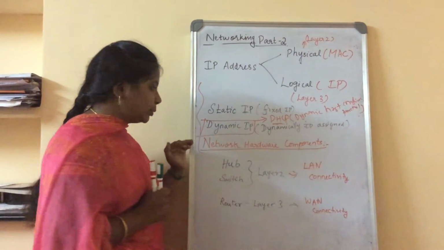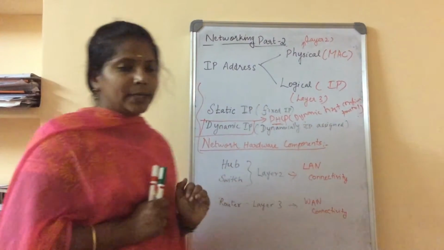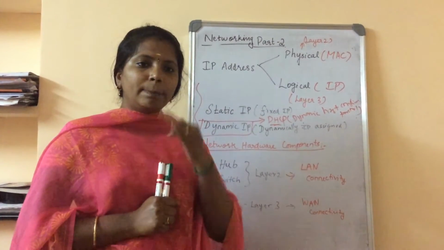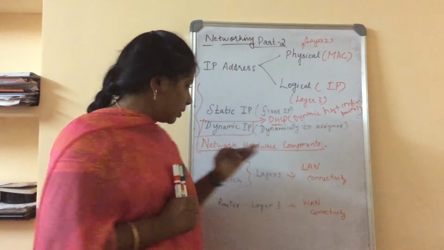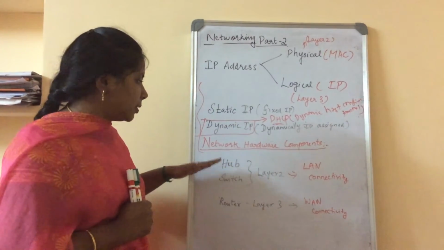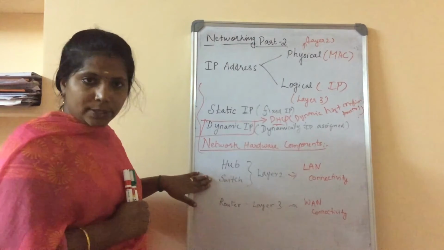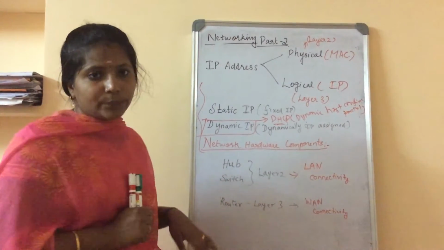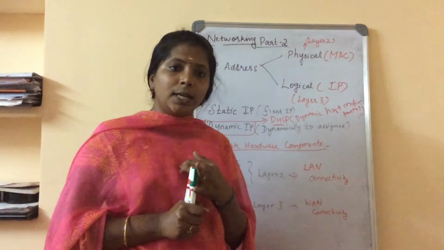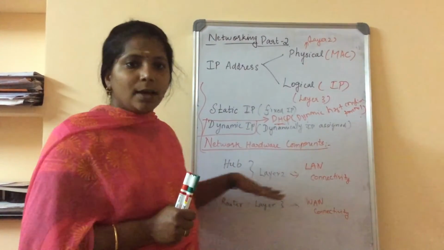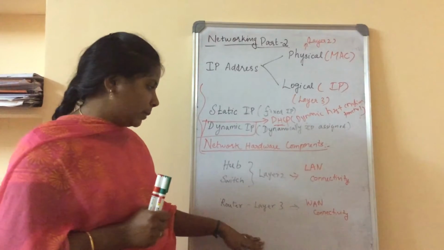Now I am moving on to network hardware components. In network hardware components, I am going to teach you three basic hardware components. One is hub, another one is switch, and another one is router. Hub and switch are layer 2 devices, and router is a layer 3 device.